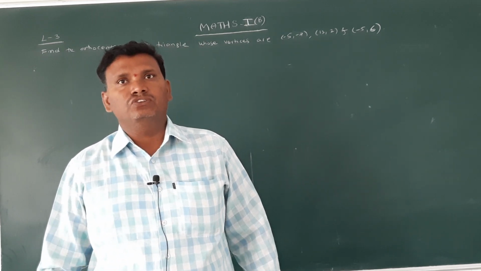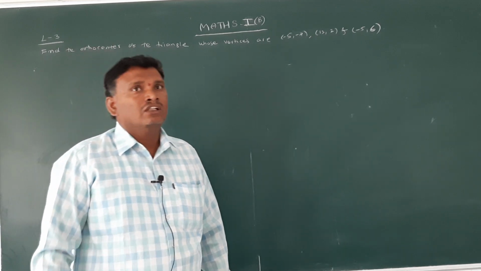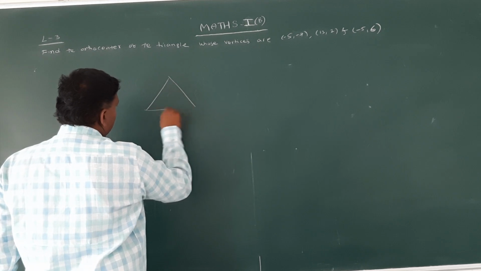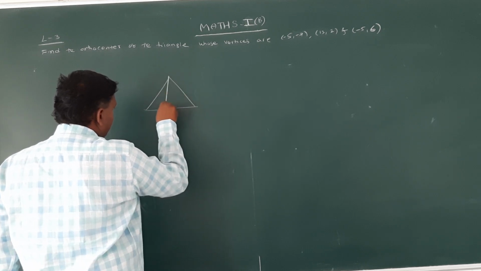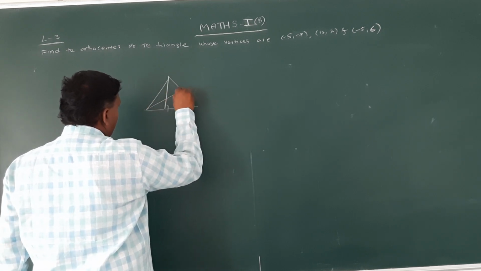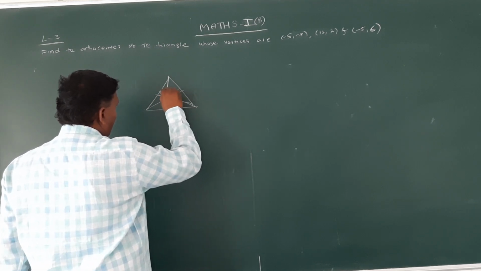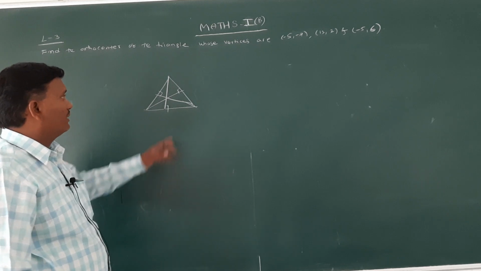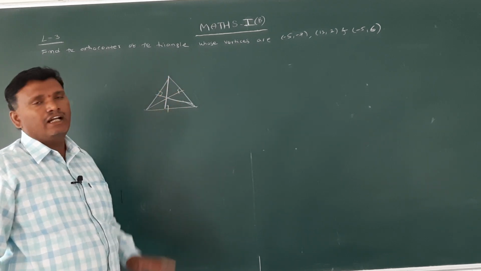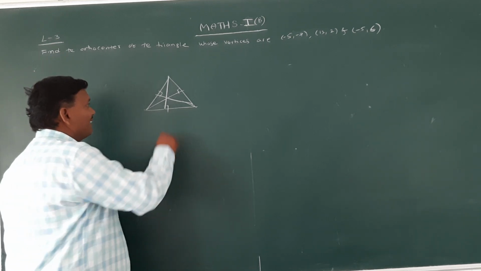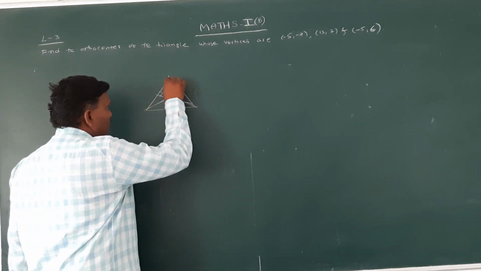First, what is an altitude? In triangle ABC, the perpendicular from a vertex to the opposite side is called the altitude. A triangle has three altitudes.